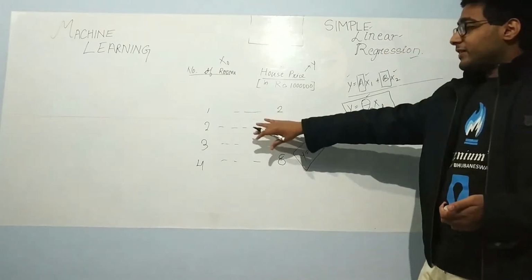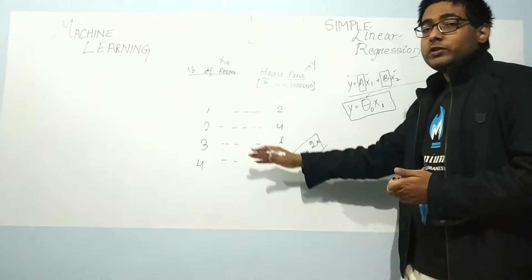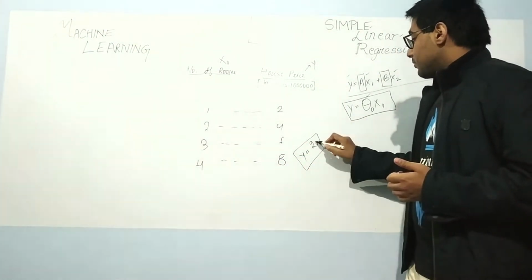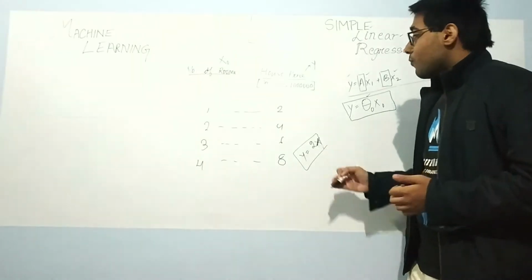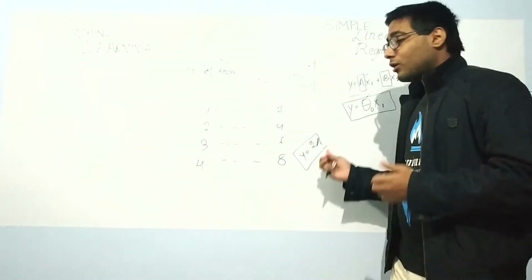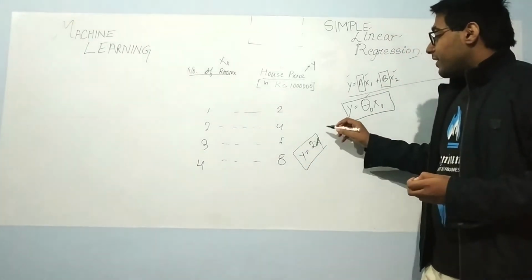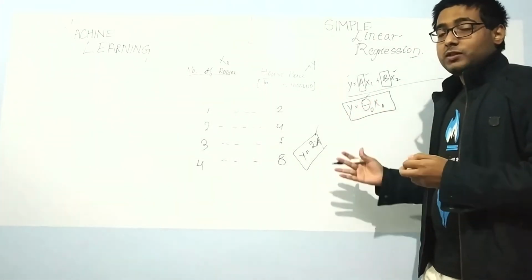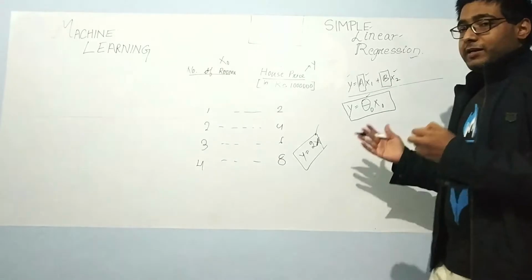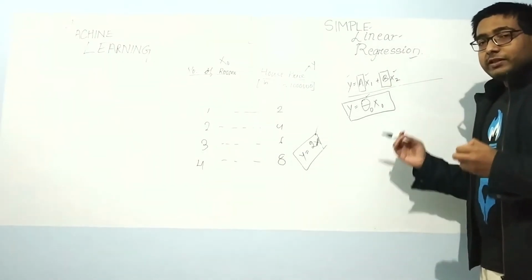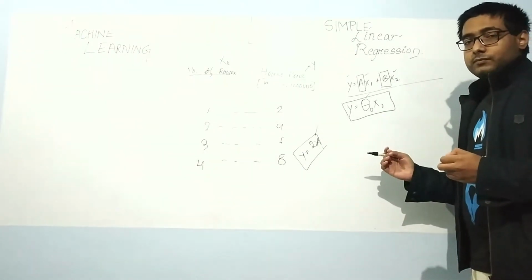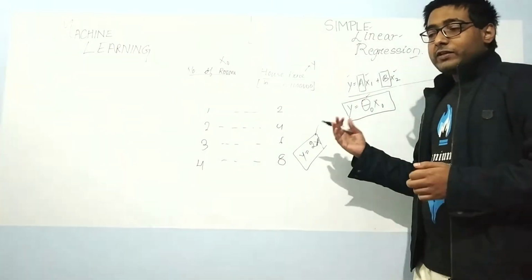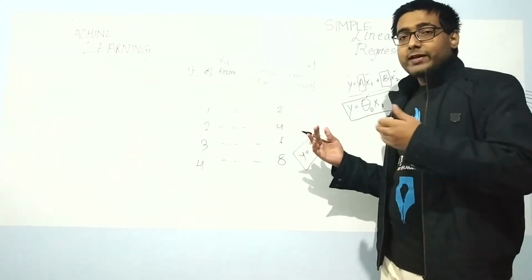But given this data, how will a computer understand? How will a computer get to this equation? Now, making a computer solve this problem and reach this equation is the problem of machine learning. It is the problem of simple linear regression. So to get there, we will define some terminology which we will get to in the next video.